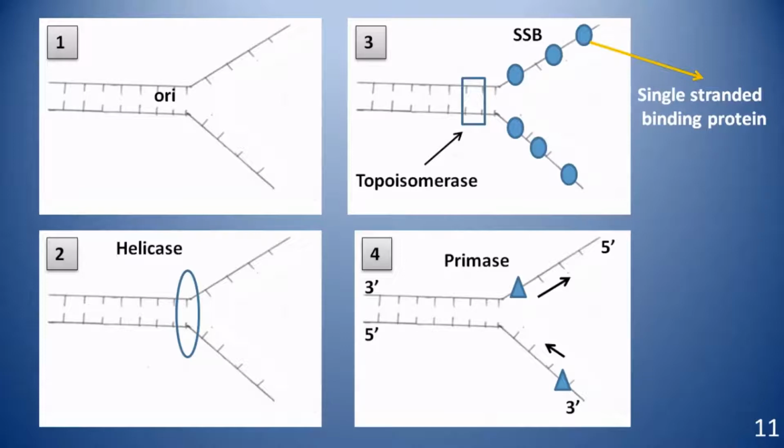This is the origin of replication. Here helicase comes and binds, and it breaks the hydrogen bonds between the two parent strands, and then the single strand binding protein comes and binds to the single strands so that it keeps the two strands separate.